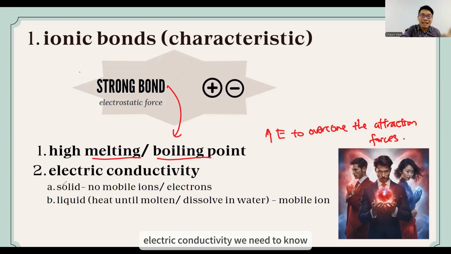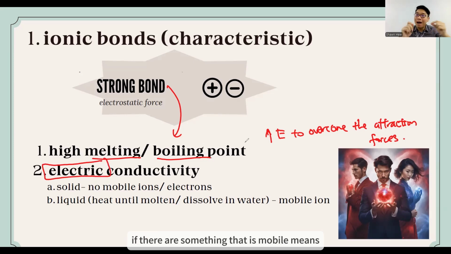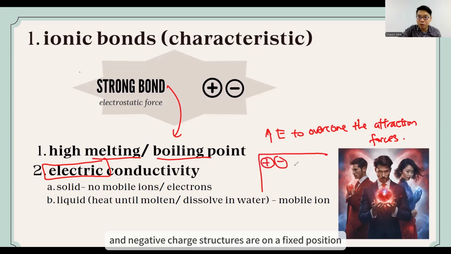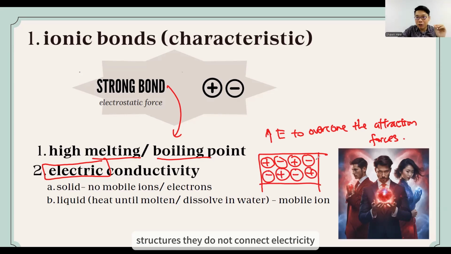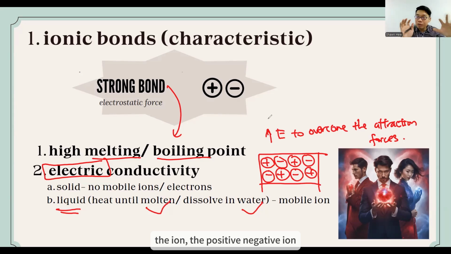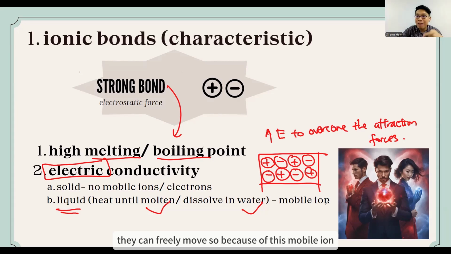Next, we see about the electric conductivity. We need to know electric will only be conducted if there is something that is mobile, meaning they are freely moving. In solid state for ionic bond, there is no mobile ion or electron because all the positive charge and negative charge structures are in a fixed position. That's why solid ionic structures do not conduct electricity. But whenever they become liquid, either you heat them to the molten state or you dissolve them in water, the positive and negative ions can freely move. Because of these mobile ions, they can conduct electricity in liquid state.